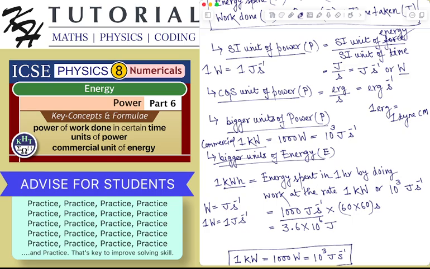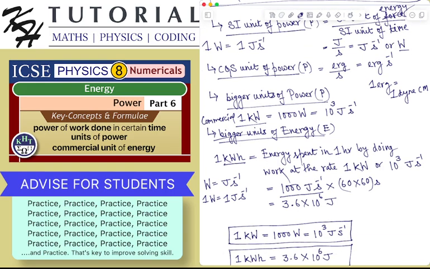So how much energy will be spent in 1 hour, where we know the rate of doing work is 1 kilowatt? Since 1 hour is equal to 60 into 60 seconds, we have to multiply the rate with the time.